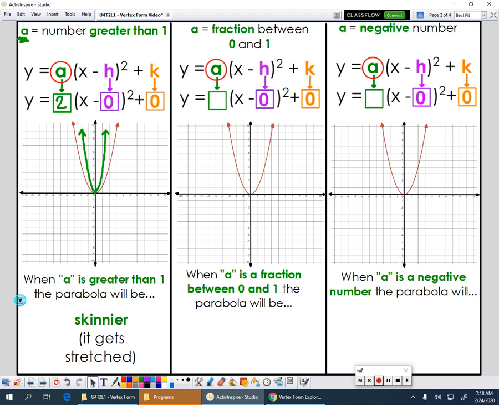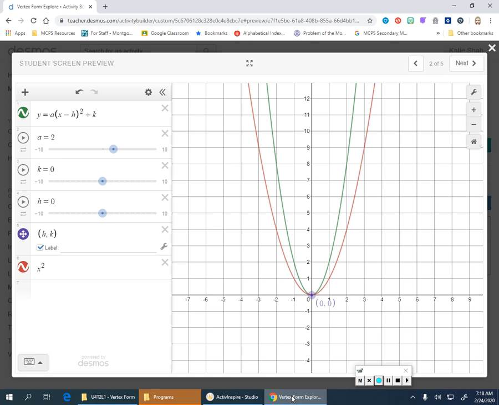All right, so now let's look over here. We want to make a fraction that's between 0 and 1. So let's make this 0.25. We can make it any fraction that's between 0 and 1, but let's look and see what happens now if we go back to our Desmos activity.